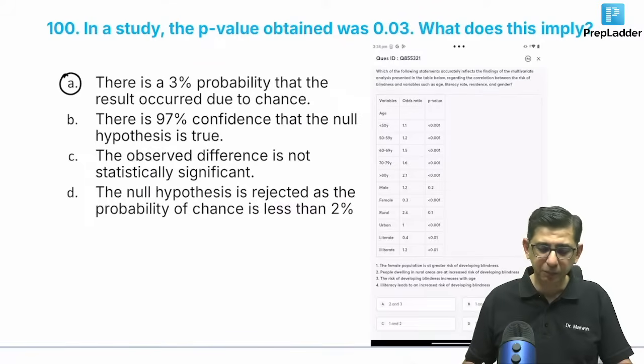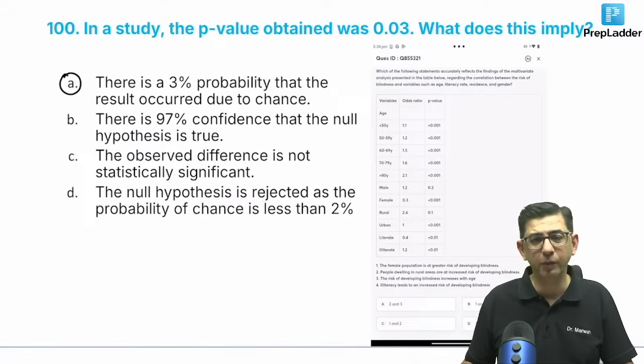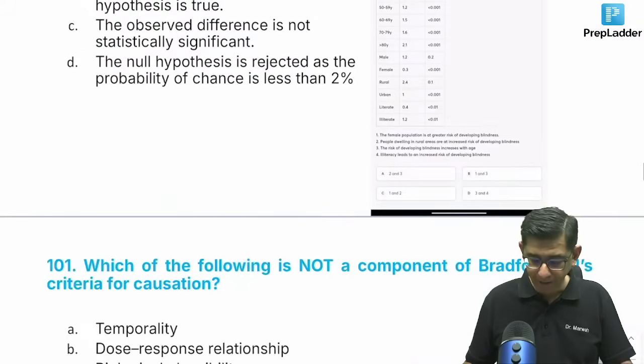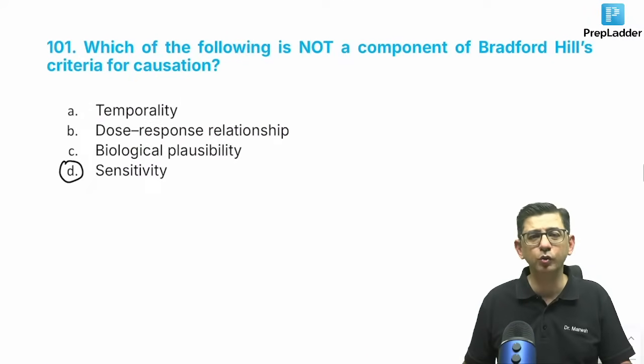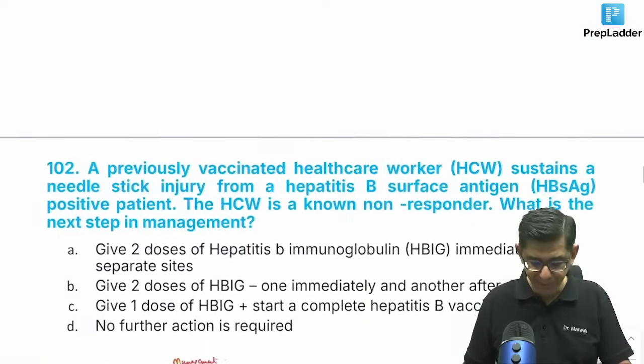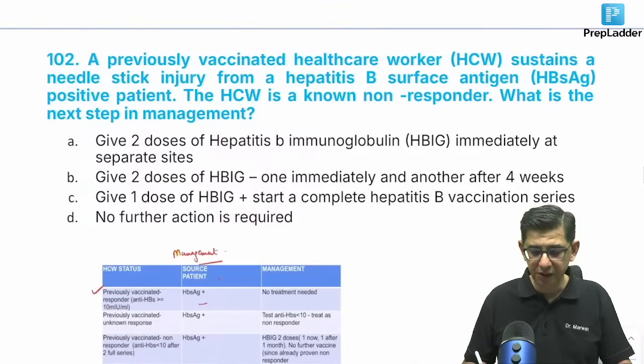Okay, so the p-value was asked, 3% probability. This is mathematics only. Then, it is not a component of Bradford-Hill's criteria for causation. Exclusion-wise, that would be sensitivity. This was an interesting one, non-responder.